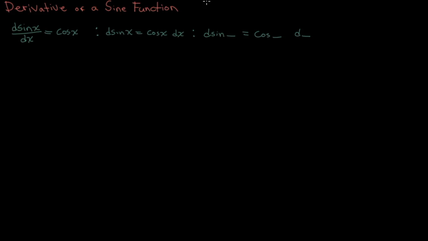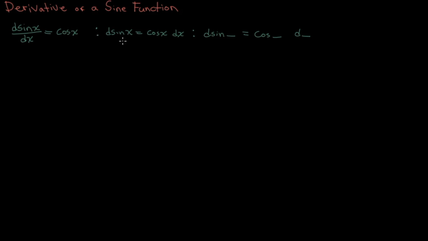In this video, we're going to discuss how to evaluate the derivative of a sine function. So the general format for evaluating the derivative of a sine function is like this. The derivative of sine x is equal to cos x, which is a bit of an oversimplified way of stating it.